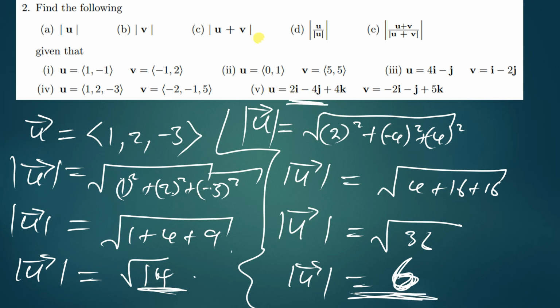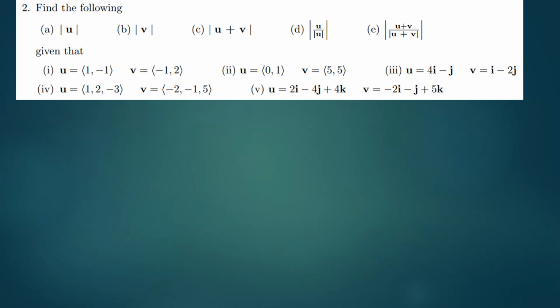Right, let's move on to the second part. The magnitudes of v, you find them in a similar way I found the magnitudes of u. So let's move on to finding the addition of u and v, and then find the magnitude. So I'll get this one here because it looks okay. Let me start with u and v from the first question there.